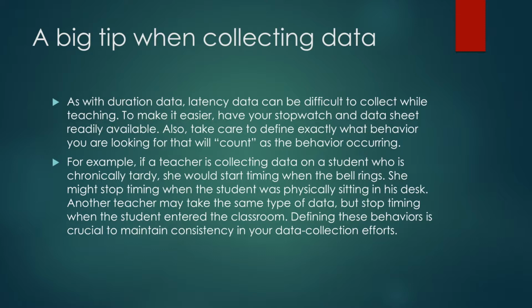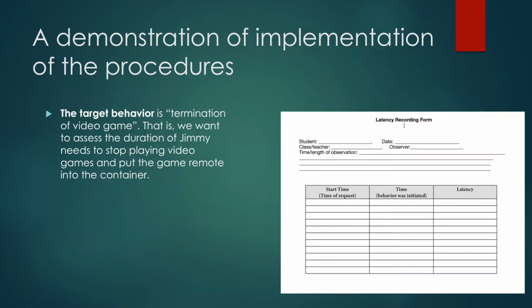For example, if a teacher is collecting data on a student who is chronically tardy, she would start timing when the bell rings. She may stop timing when the student is physically sitting in his desk. Another teacher may take the same type of data but stop timing when the student enters the classroom. So defining this behavior is of prime importance to maintain consistency in your data collection efforts.